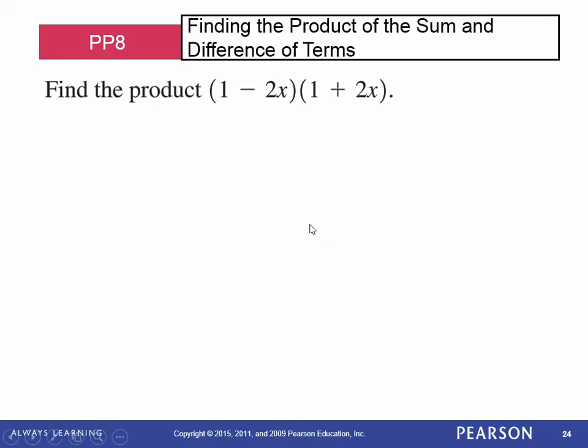Okay, so how about take the 1 and square it? Technically what we can do is we can just multiply the first terms together and the last terms together, and we're done. But 1 minus 4x squared, are we good?